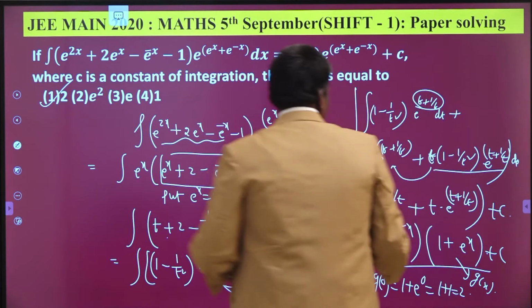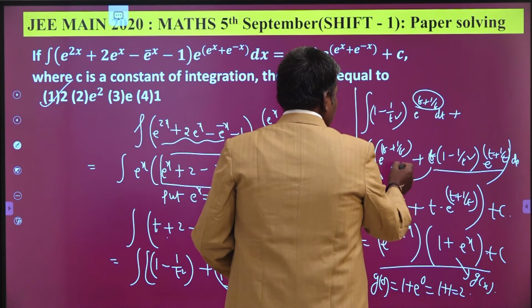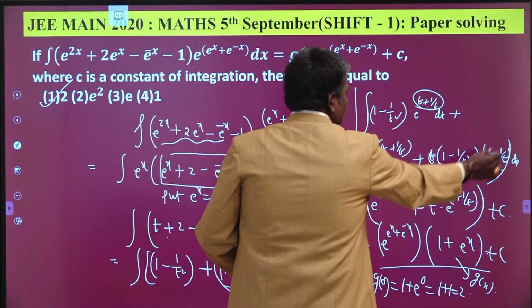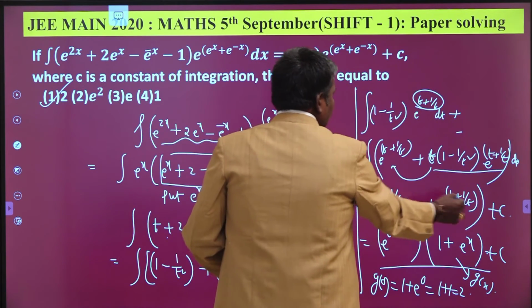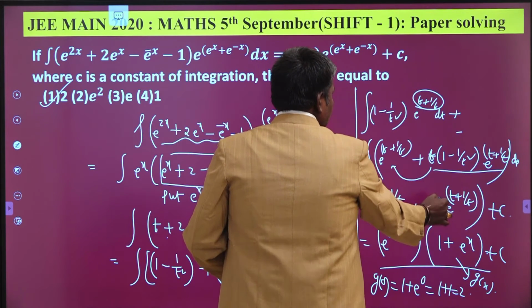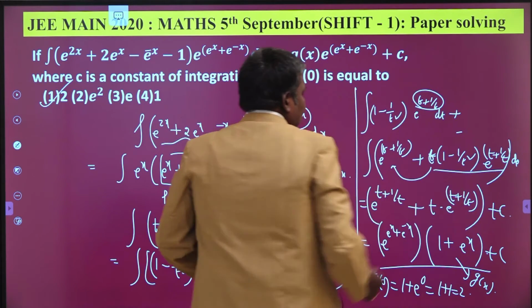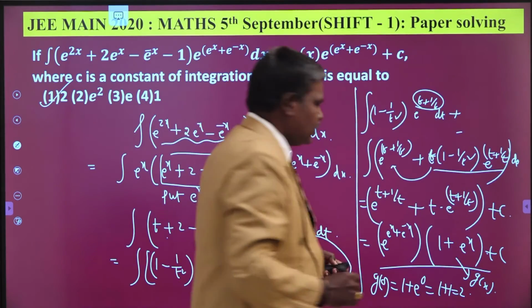Here it is of the form f of x plus x into f dash x. It is nothing but x into f of x, x meaning here t, so t into e power t plus 1 by t. Understand?